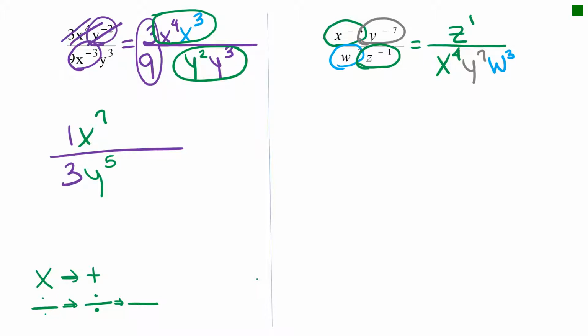Can I put anything together? No. I've got a z, an x, a y, a w, nothing multiplied or divided that are the same, so I just leave them. Sometimes it looks better if you drop that 1 and then you put the denominator in numerical order. Doesn't really matter. Either answer is okay.